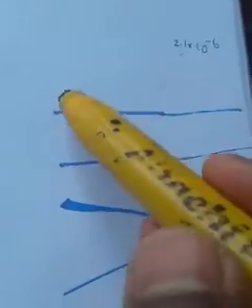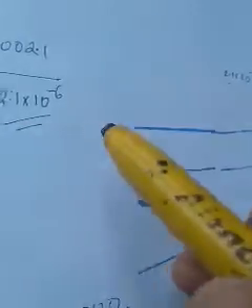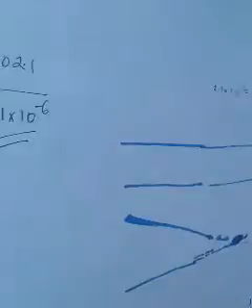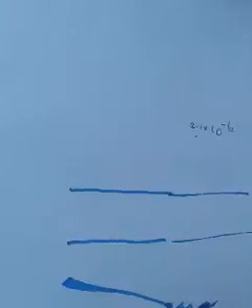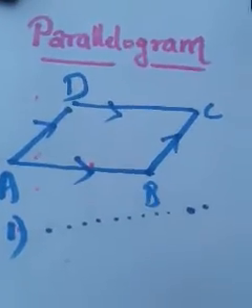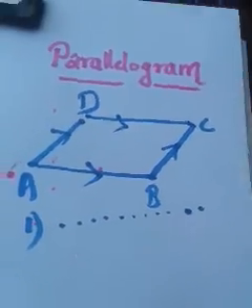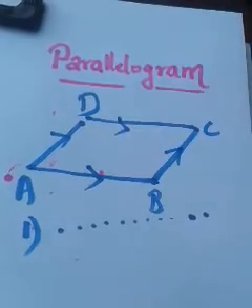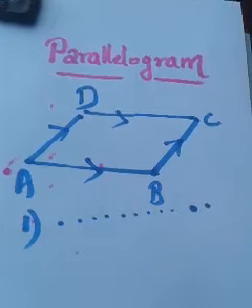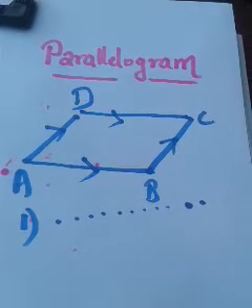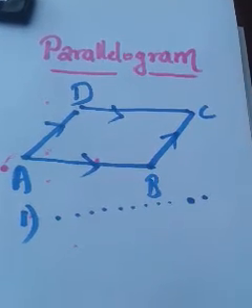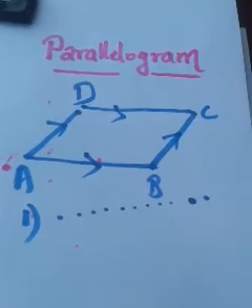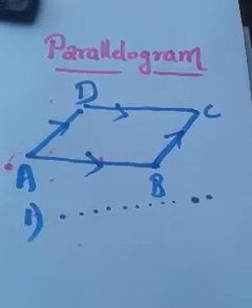But railway track, try to extend, it will not coincide, it will not intersect anywhere. So this is the example for parallel lines. That is a perfect example. And just think, if the railway track is not parallel, what will happen? Tracks will intersect somewhere, then accident will happen, isn't it? Yes. That's why they have maintained the railway track as parallel.